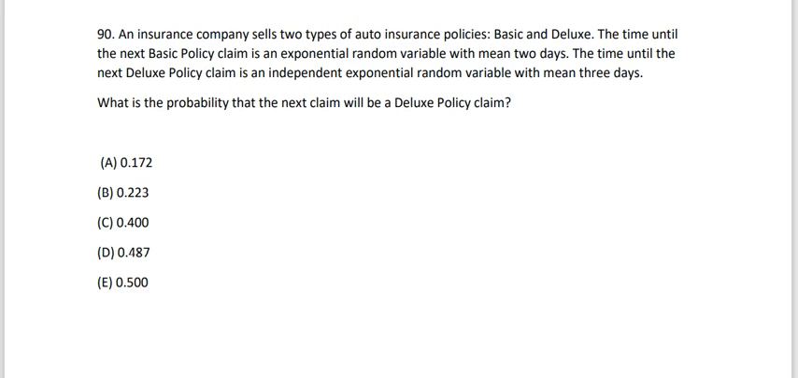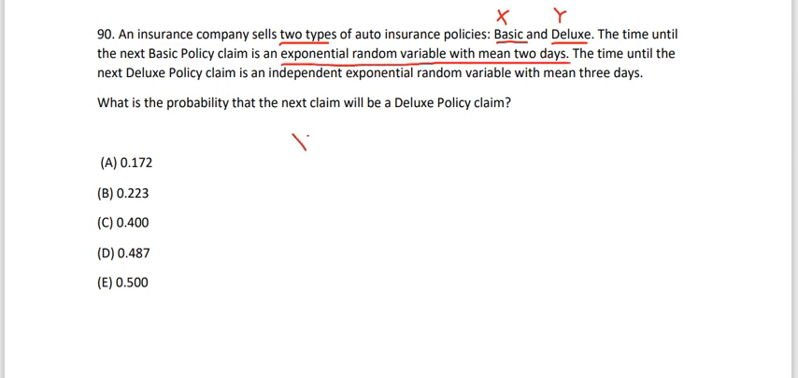From problem 10, number... So here we have two types of insurance policy. So we have two variables, basic or D. So we put this as x and y.